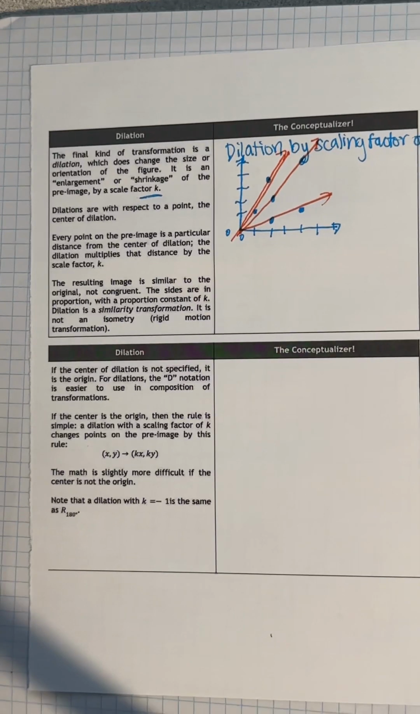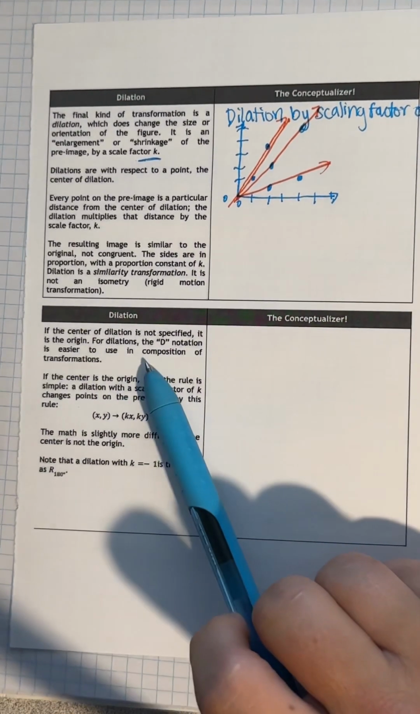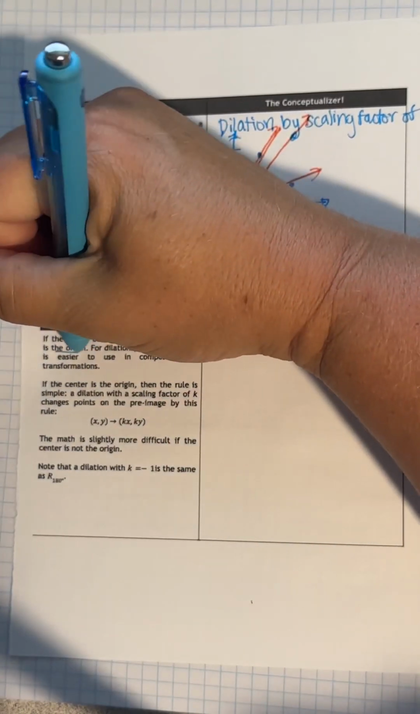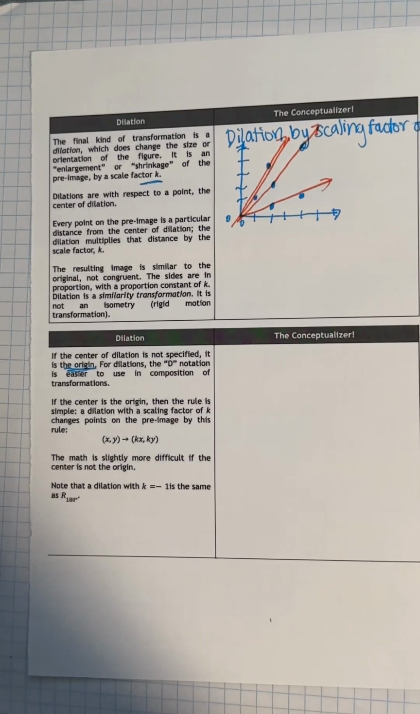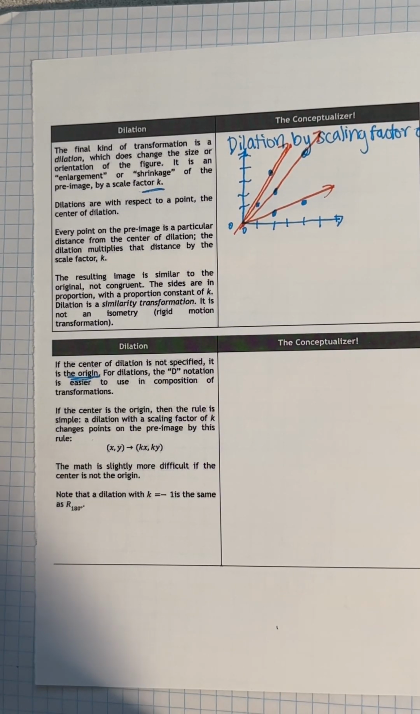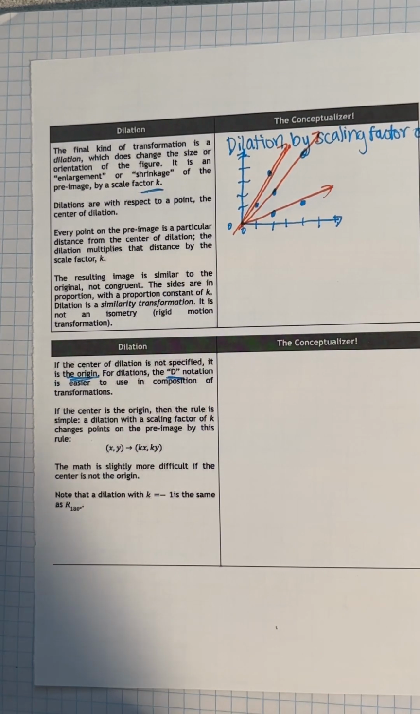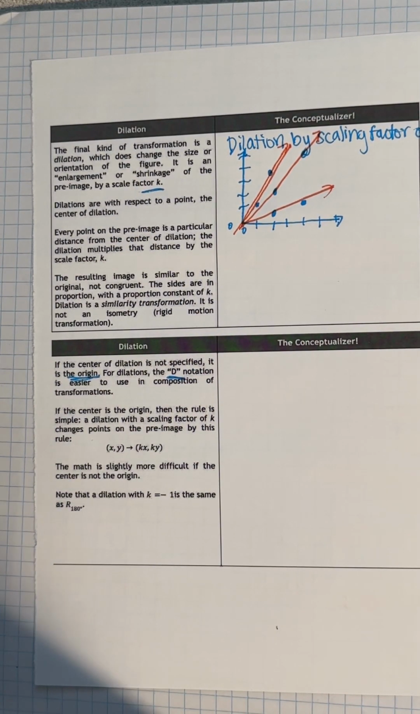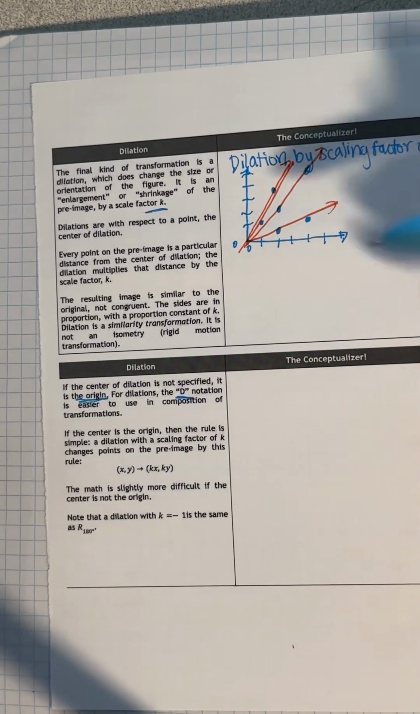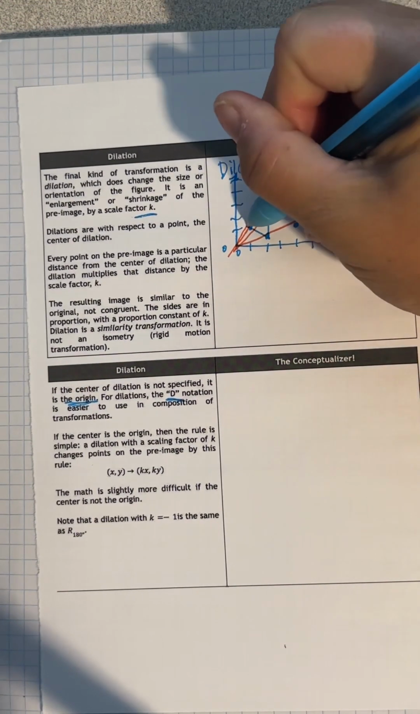If the center of the dilation is not specified, it is the origin, okay? So if it's not specified, it's the origin. For dilations, the D notation is easier to use in the composition of the transformations. There again, it's kind of like its own language, right? Let me finish drawing my triangles. That might be helpful.